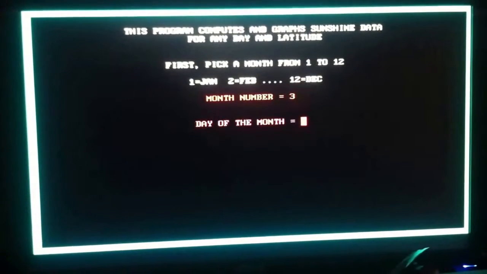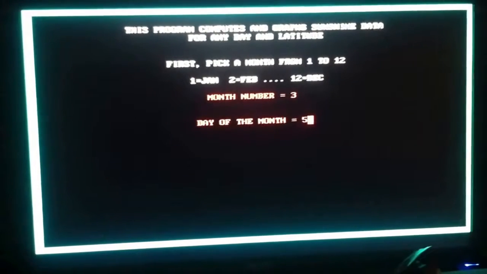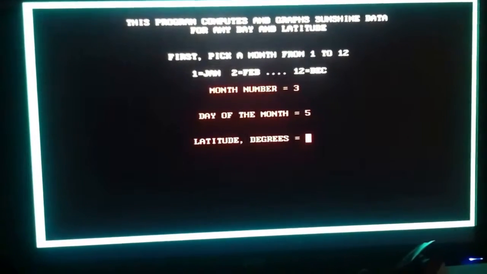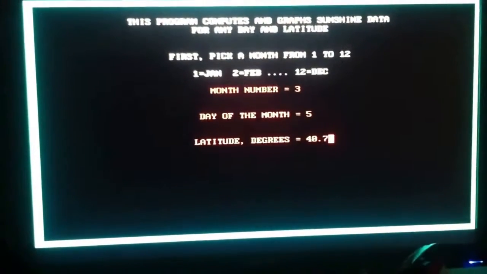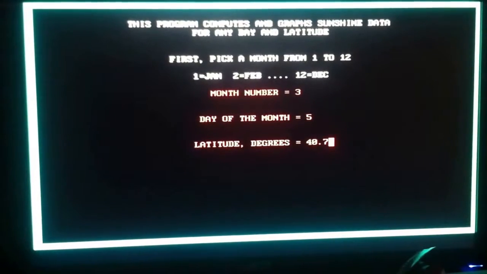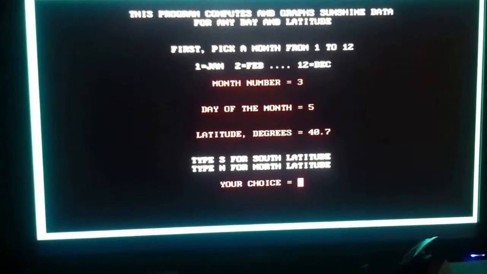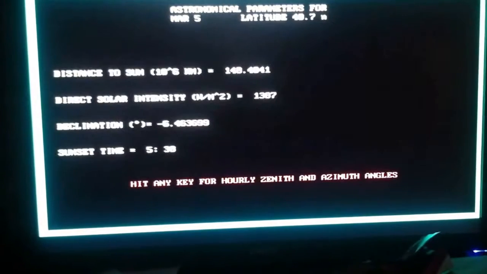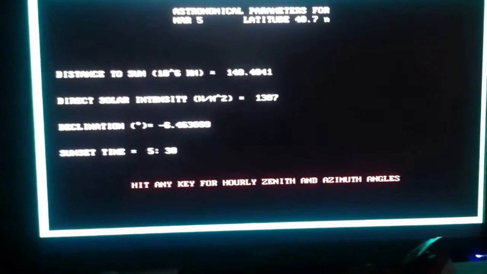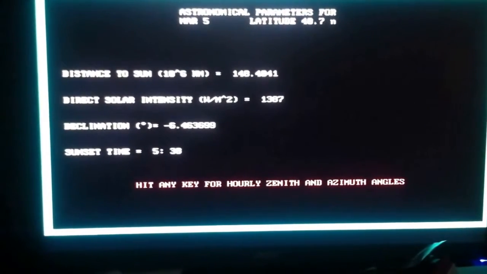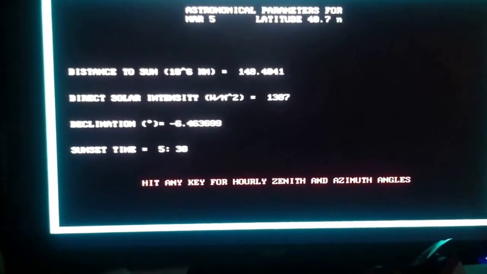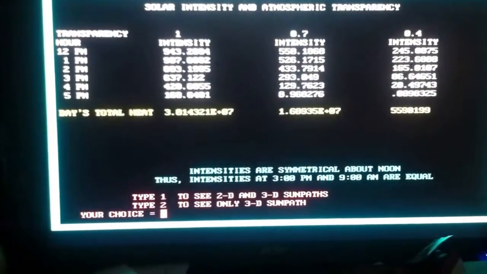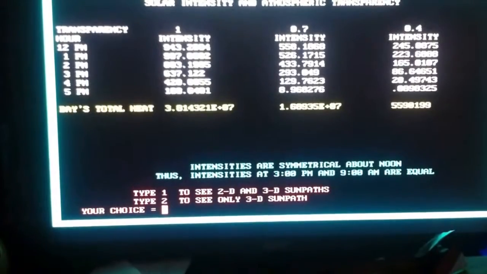So it's going to be March. Okay, it will be on the 5th. Our latitude is about 40.7 degrees latitude north. Okay, this will be the northern hemisphere. Okay, now notice sunset time is 5:38 Eastern Standard Time. Okay, and now let's follow the path of the sun.